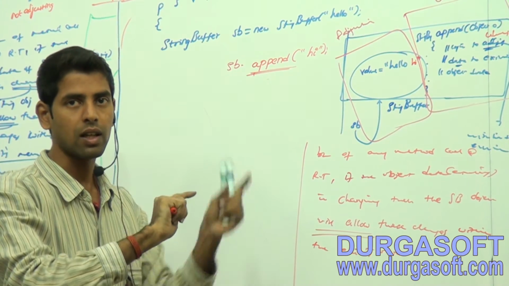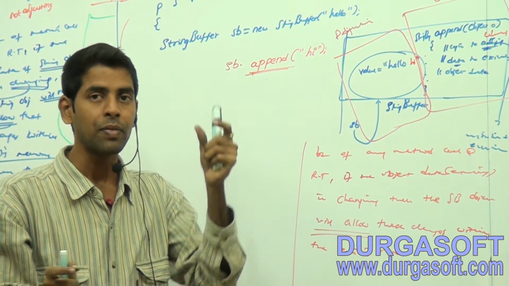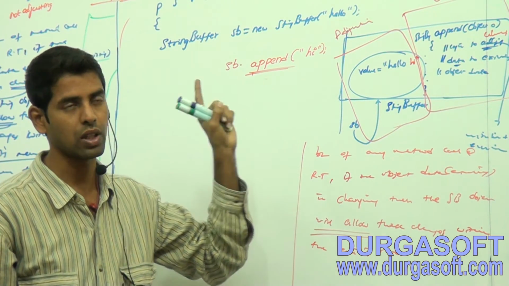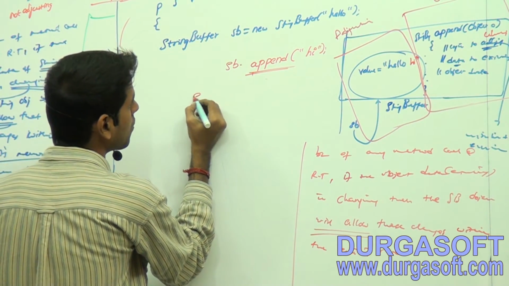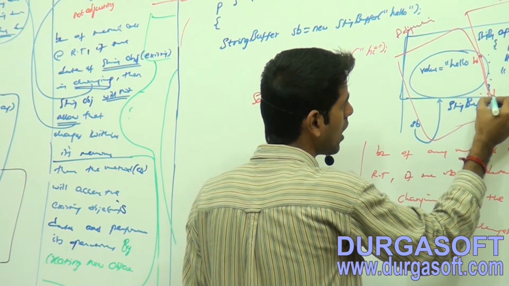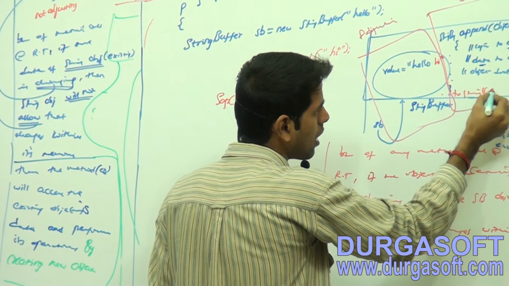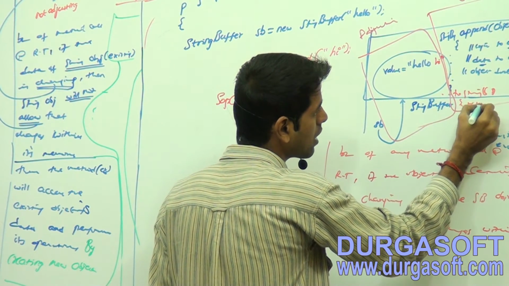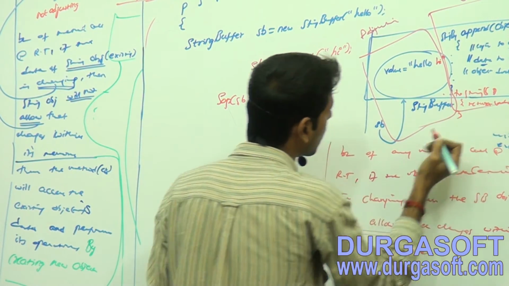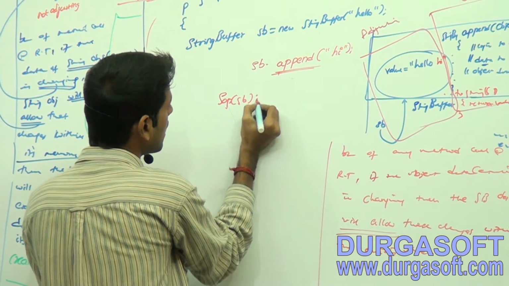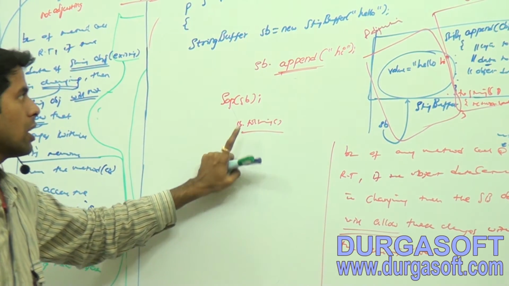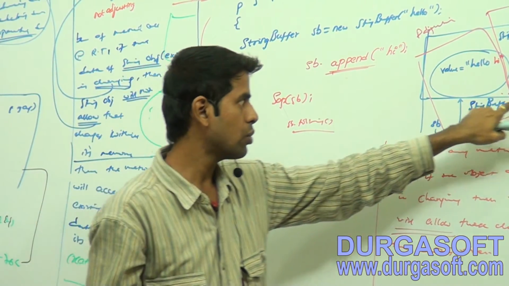No new object is created, whereas in the earlier case the concat method was creating a new object. Here it is not creating that object. Now if you call SOP of SB, observe here, along with append you will have the toString method associated also. That method has an implementation to return this object data. Now think, what is SB? Internally the JVM will call SB dot toString method.